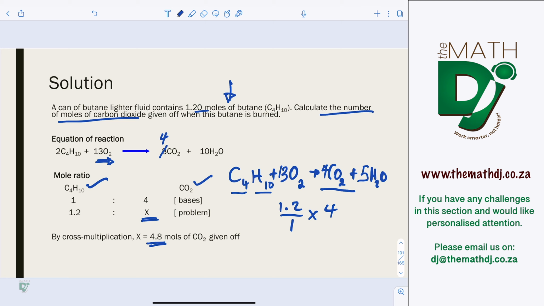So there is no need for you to go further. If they required you to convert it to grams, then you have to change the moles into grams to find the amount of carbon dioxide in grams. But in this case, the question was just simple and asking you to calculate the moles. So this is how we use the molar ratios.